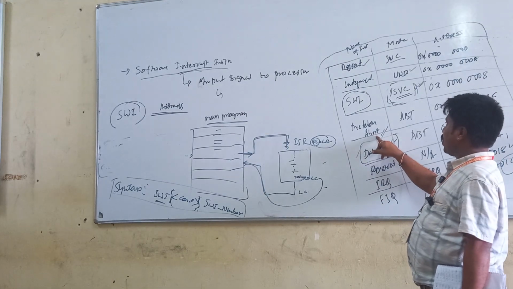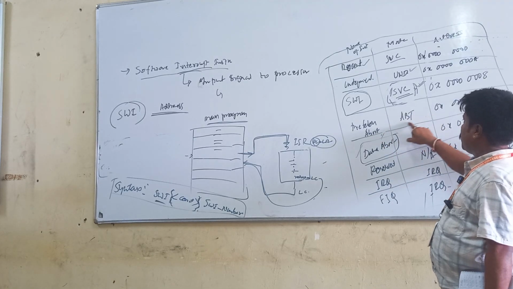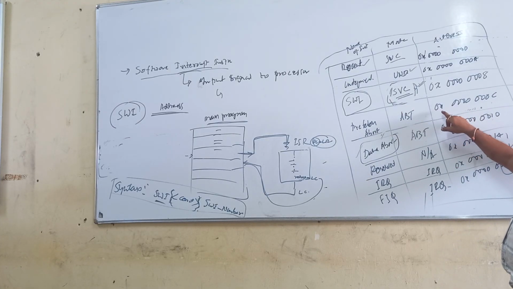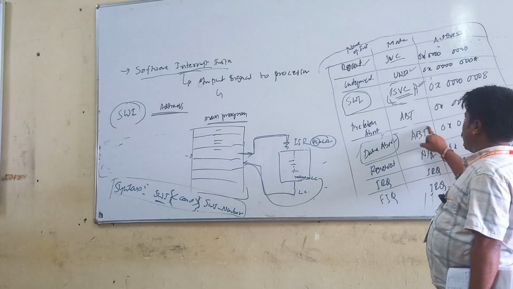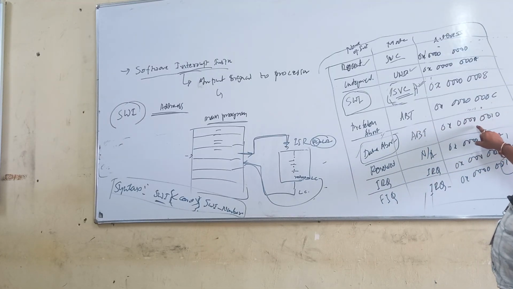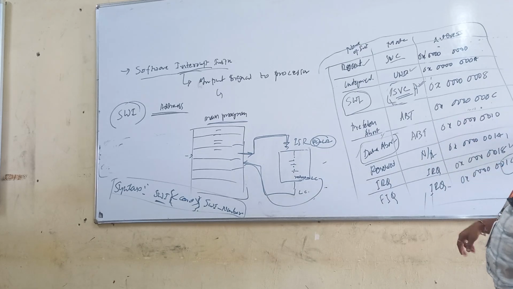Next is the prefetch abort. For this prefetch abort interrupt, the processor will work in the abort mode only, and the address is 0x0000000C. Next interrupt is the data abort. For the data abort interrupt, we move to the abort mode, and the address is 0x00000010. For the reserved interrupt, it is not applicable to any mode, and the address is 0x00000014.